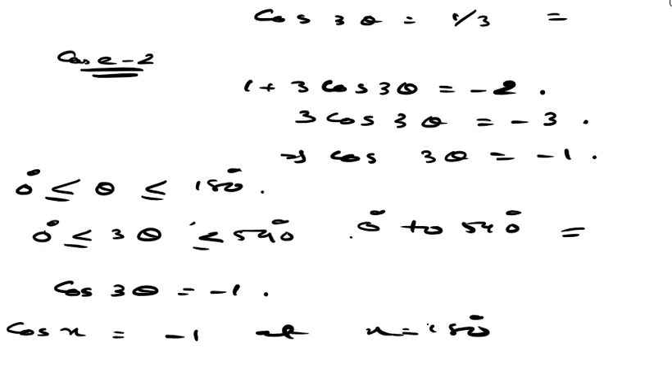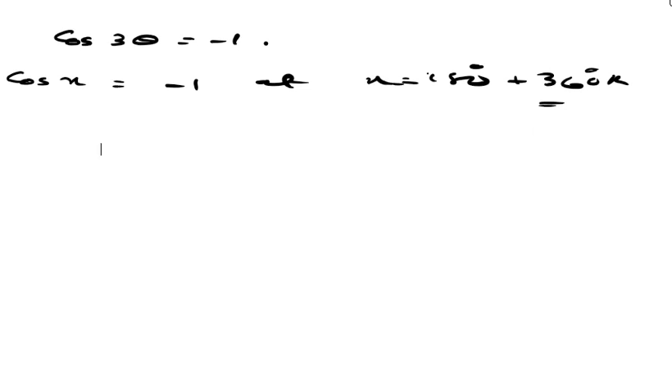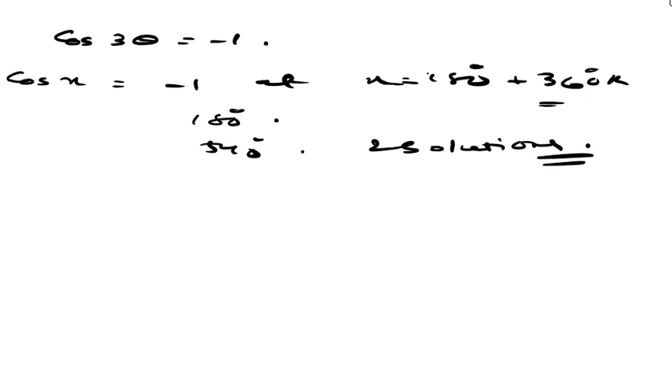cos 3θ = -1. We know cos x = -1 at x = 180° + 360°k. Now within 0° to 540°, the solutions are 180° and 540°. So there are two solutions. Okay. Now solve case 1.